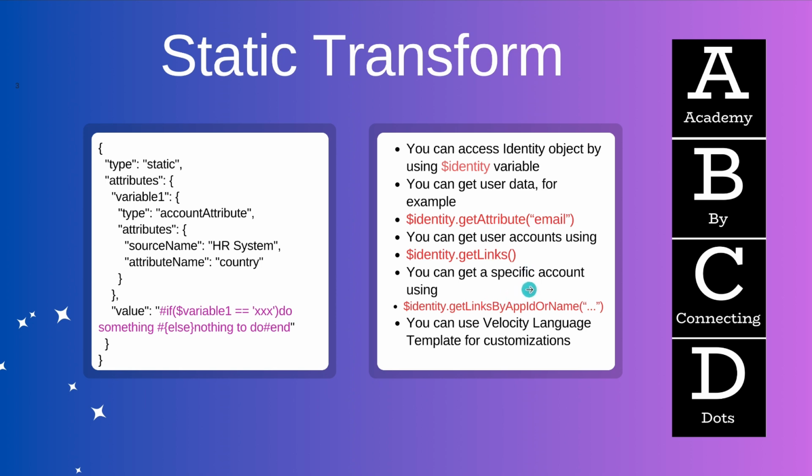You can get a specific account using $identity.getLinksByApp, with the app ID or name. Either you can pass the ID of the business application you onboarded inside SailPoint, which will have an ID, or the name of the application. You can use any one of them to get a specific account of the identity. You can use Velocity language templates, as I mentioned already, and you have an entire identity object here. So you can pull out entire identity data and accounts, and implement whatever customizations you need. As I mentioned, this is a powerful transform, and my favorite out of all the transforms.